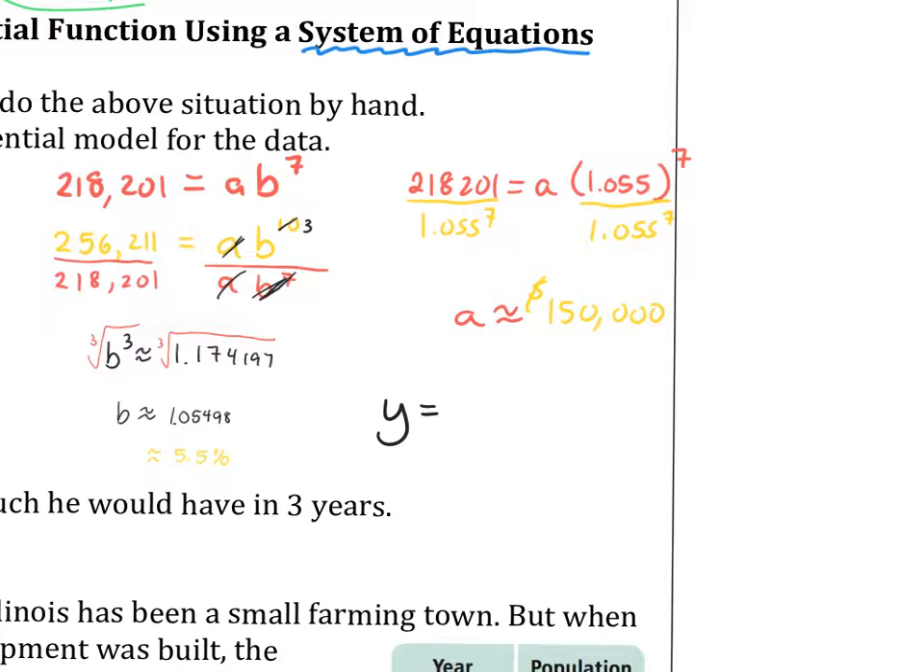Y is equal to 150,000 times 1.055 to the t power or x power or whatever. T for time or x for years, whichever.